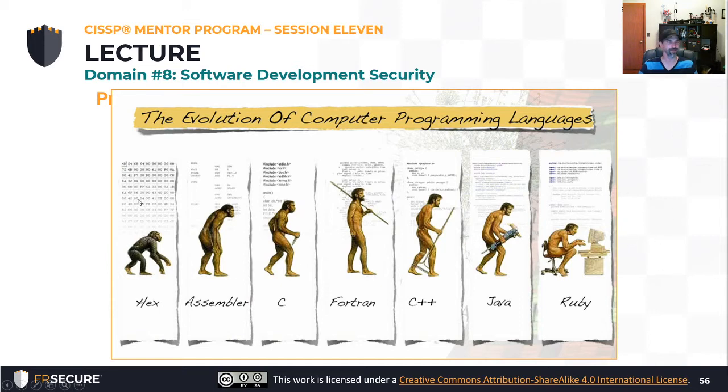So let's take a look. There's your hexadecimal, okay? That's what assembler is going to look like. That's your C, your Fortran, your C++, your Java, and then your Ruby. And as you can see, in each step it gets closer to that human language.